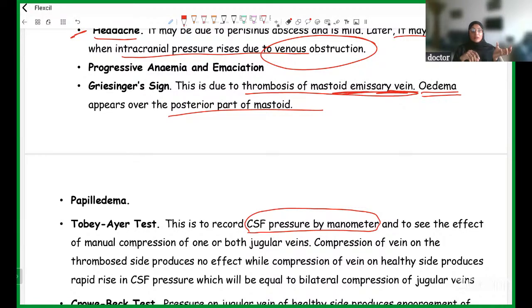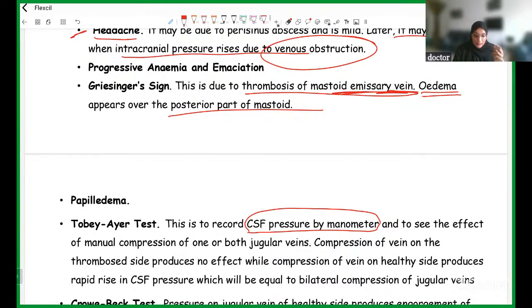Now, papilledema, the patient will have pain. Its presence will depend upon the obstruction to the venous return. So the fundus may show blurring of the disc margins. The patient might have retinal hemorrhages also.